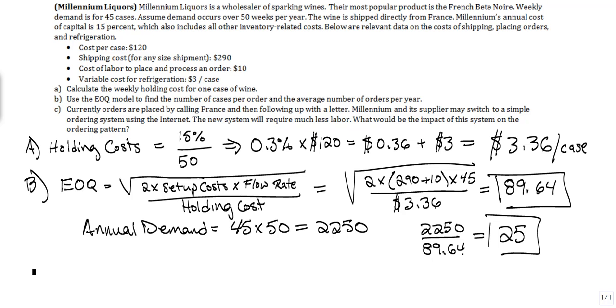For Part C, it asks us what the impact of decreasing the labor costs associated with each order would be on ordering patterns. This would decrease the setup costs, which is in the numerator of the EOQ formula. As a result, the EOQ would decrease, and in turn, the frequency of orders would increase since annual demand would not be affected. In turn, this would also result in lower levels of inventory. That's the answer to Part C.